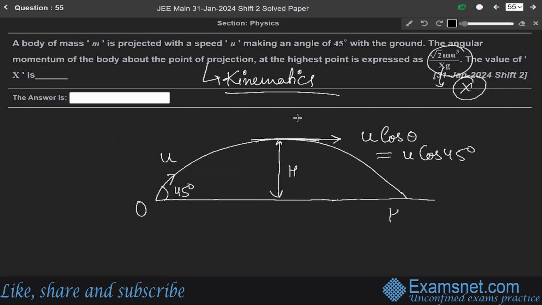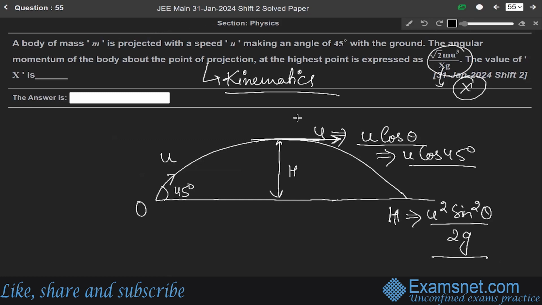This maximum height h is given as u square sin square theta over 2g. These are the direct formulas which we have studied in the theory portion. Okay, u cos theta is the velocity at the highest point, and this h is the maximum height. Its formula is u square sin square theta over 2g. Now we are asked to find the angular momentum.